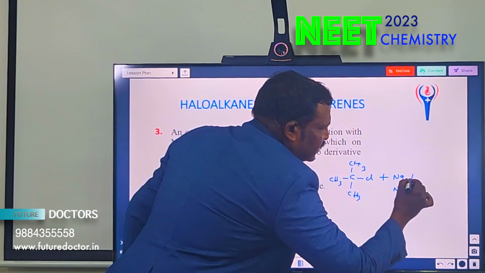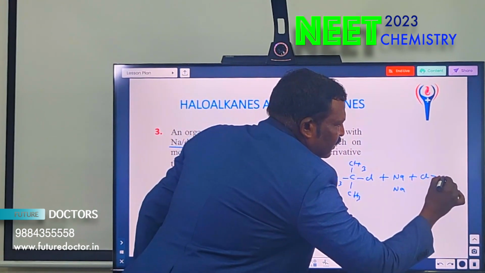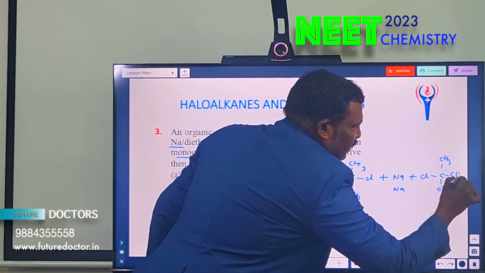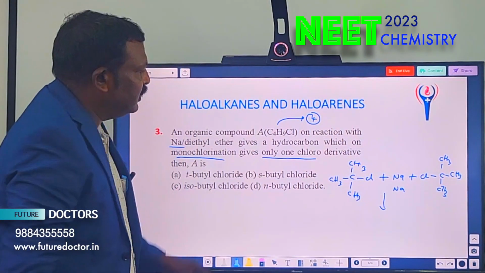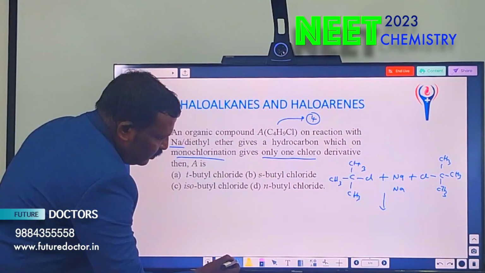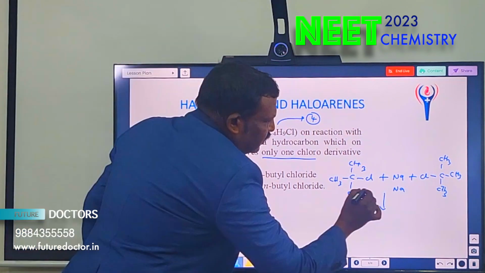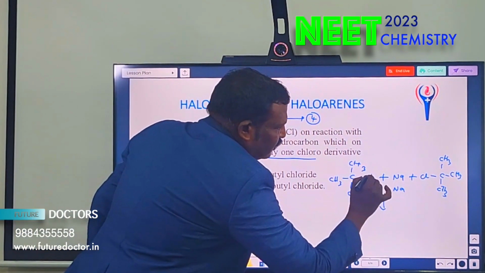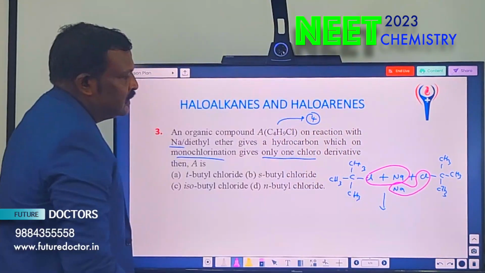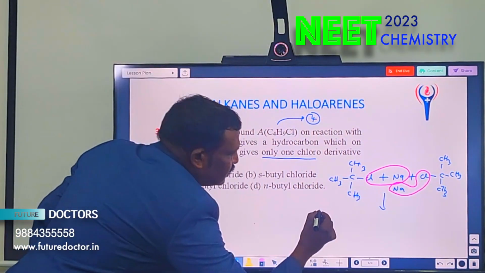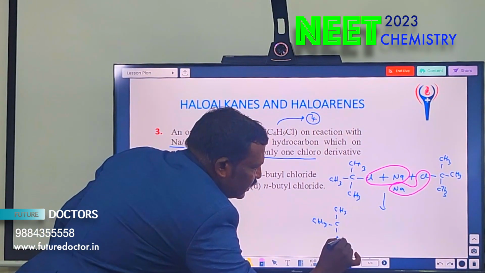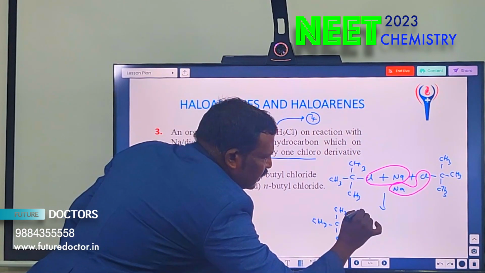That's the Wurtz reaction. Then this also you write in reverse, with CH3 groups here, here, and here. The reaction takes place in presence of ether medium, so that one hydrocarbon is obtained. NaCl will be removed here and here. Remaining, this carbon linkage takes place. Here CH3, CH3, then C, and here also CH3, CH3.